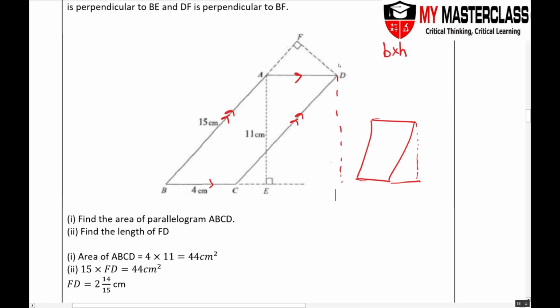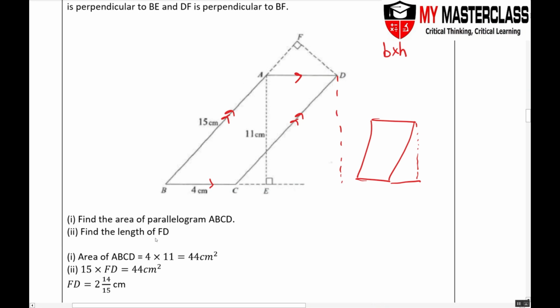Okay, D downwards to the line here is the same as A to E. That is why I can make use of this as my perpendicular height, which is just 4 times 11. The base of 4, perpendicular height of 11. That is for part 1.